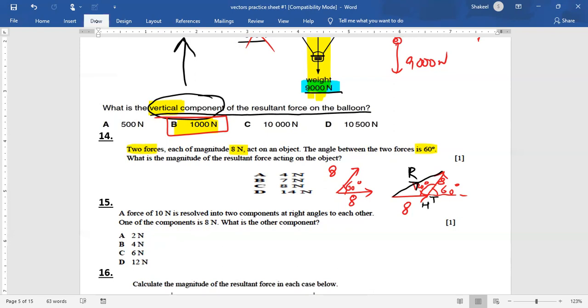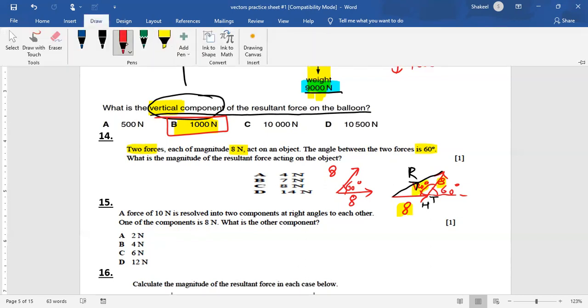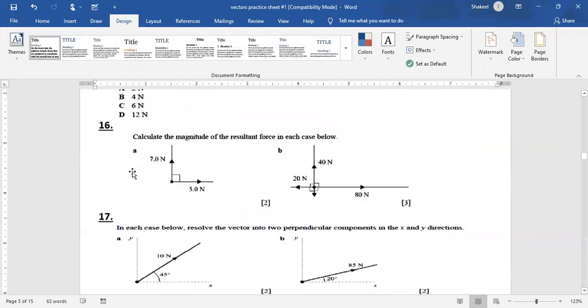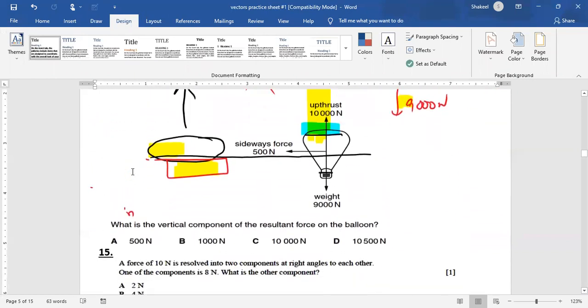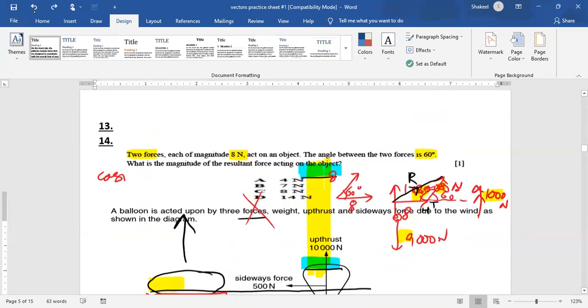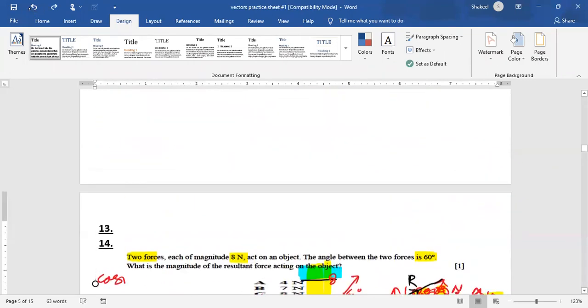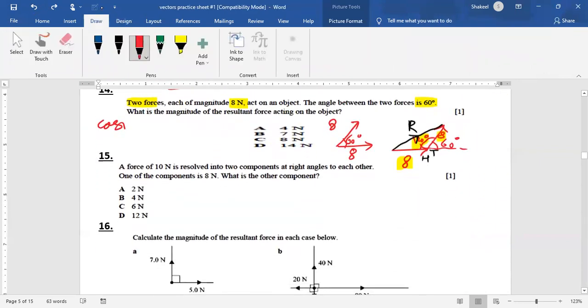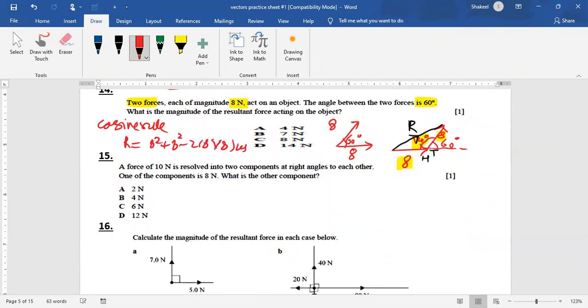So you have two sides and the angle between them, like 8 and the angle between them is 120. So you will use the cosine rule over here. I hope you can use it yourself. So the resultant is 8 squared plus 8 squared minus 2 into 8 into 8 into cos 120. Taking the square root will give you the answer.